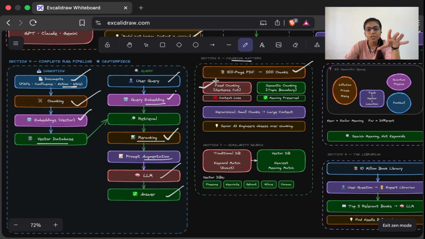The simplest approach is fixed chunking. You split the text every few hundred tokens. It's easy, it's fast, but it often breaks the context. Imagine cutting a sentence in half simply because you reached the token limit. That's where we face context loss. The smarter approach is semantic chunking. Instead of splitting based on size, the system splits when the topic changes. This preserves the meaning and usually improves the retrieval quality.